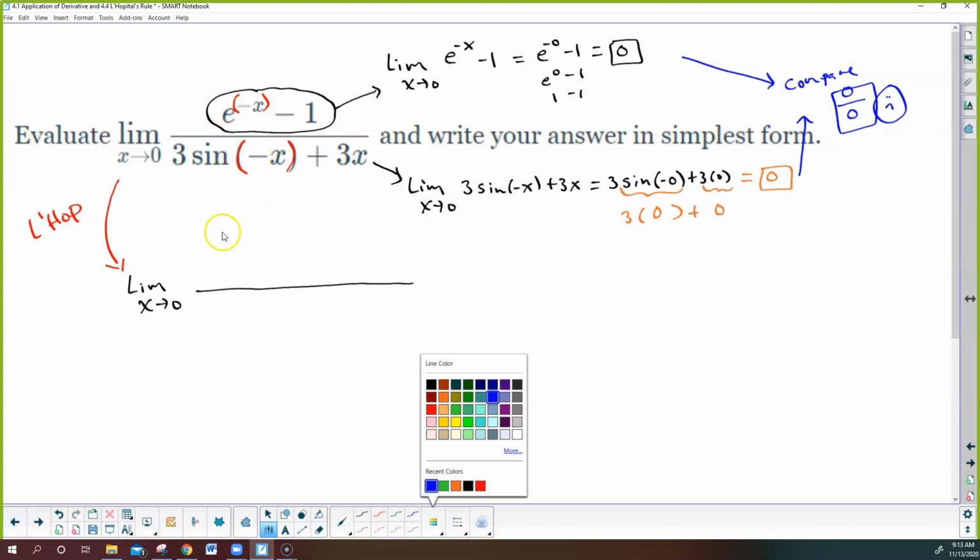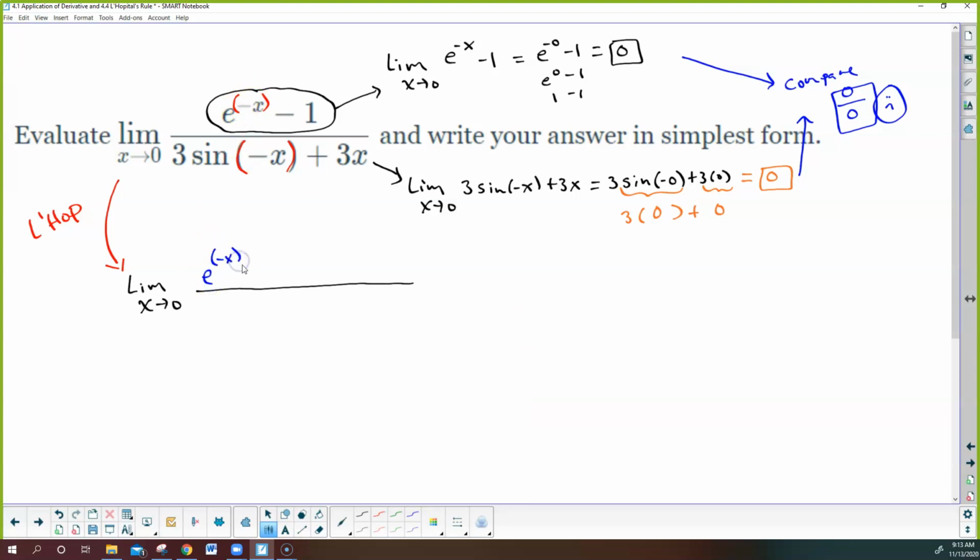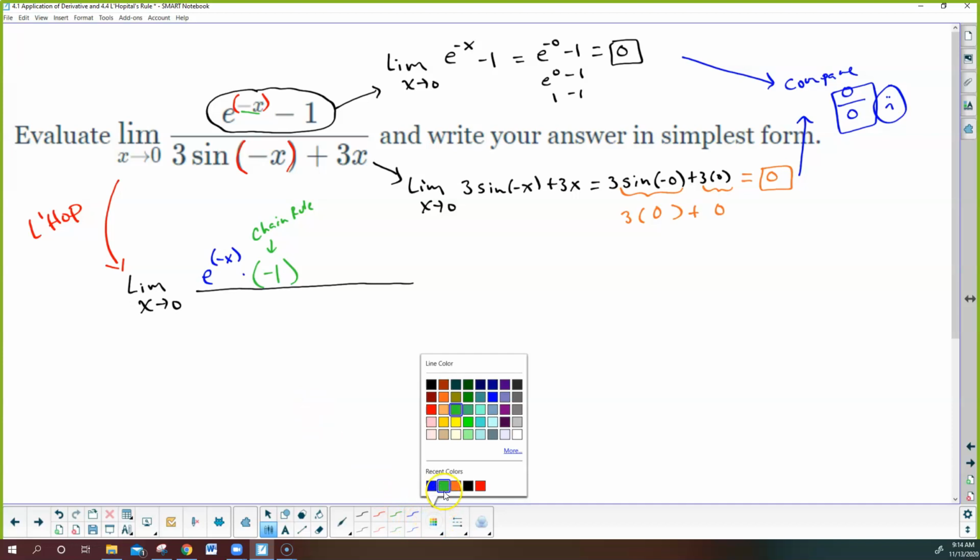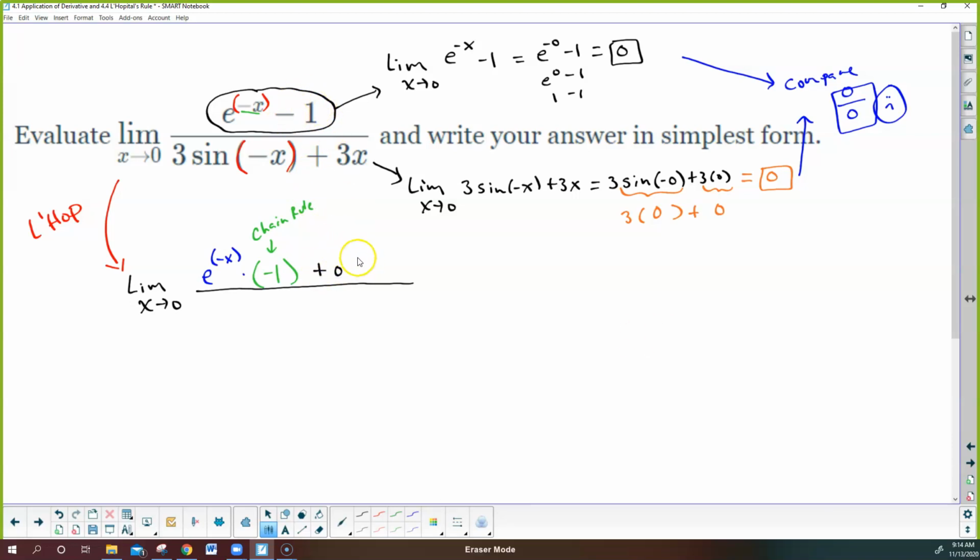And now we're just going to take the derivative. Derivative of e to the x, if this was just an x, it's e to whatever was on the inside times the derivative of the inside here. Well, the derivative of negative x is negative 1. And maybe for your notes purposes, I'm going to write chain rule here. And then I am checking the derivative of the minus 1 is 0. I don't have to put the plus 0 here because the derivative of a constant is always 0. So there's the derivative of the top.